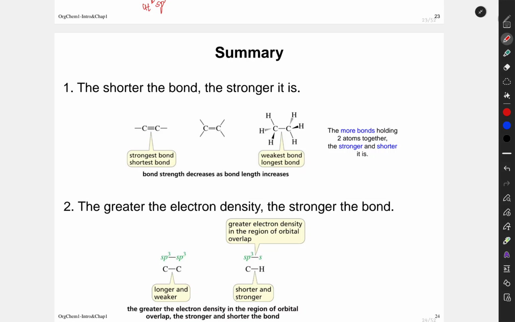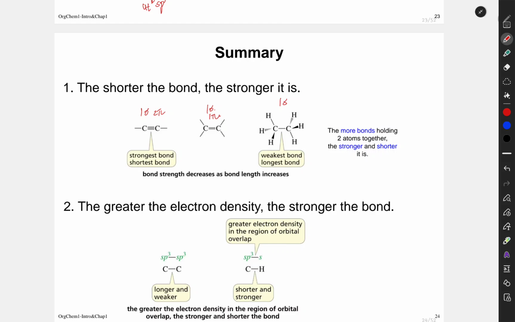And for the double bond, you have one sigma bond and one pi bond. And for the single bond, there's only one sigma bond. So that's why the single bond is the weakest bond, or the longest bond. The more bonds holding two atoms together, the stronger and shorter it is. Those are general features that we already know. The greater the electron density, the stronger the bond.